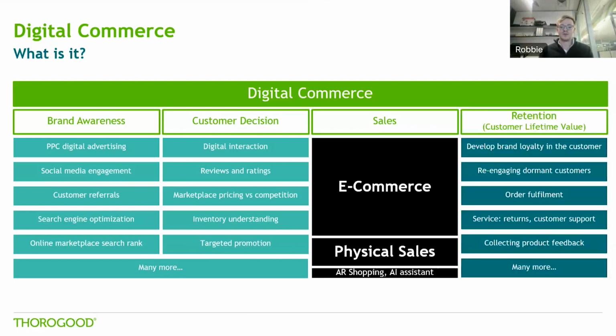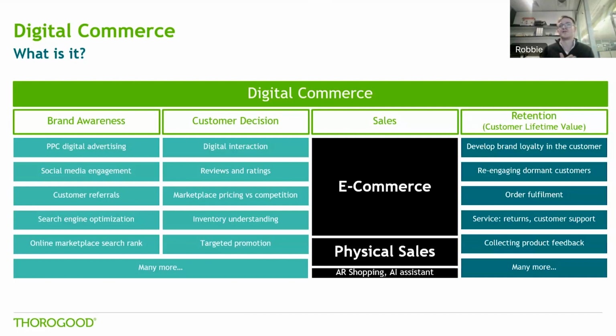And then, of course, the really key aspect around the overall customer journey is retention. So it's unlikely that someone's just going to make one purchase of your product in their life. So you want to understand what's their total customer lifetime value. You want to develop brand loyalty. You want to re-engage dormant customers as well. And with digital commerce, you can actually get a better understanding of someone disengaging from your brand as well.